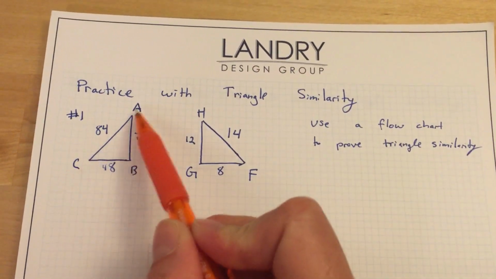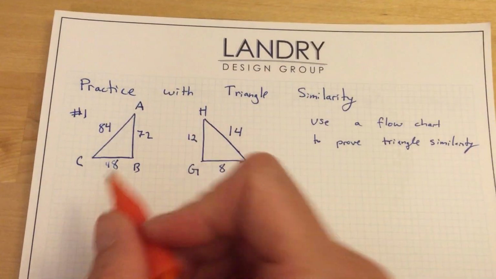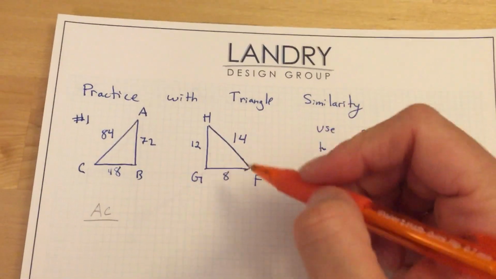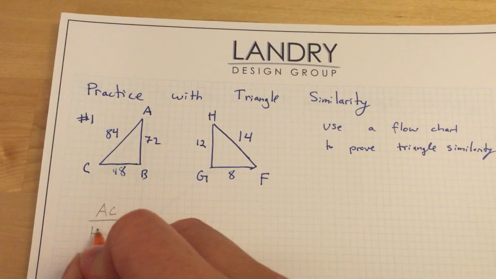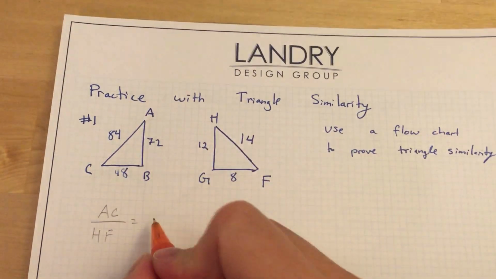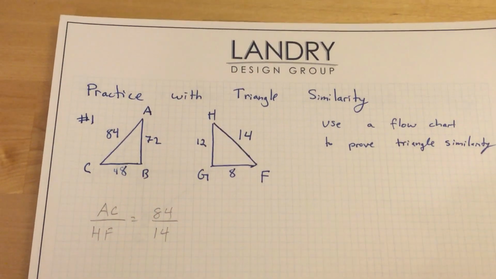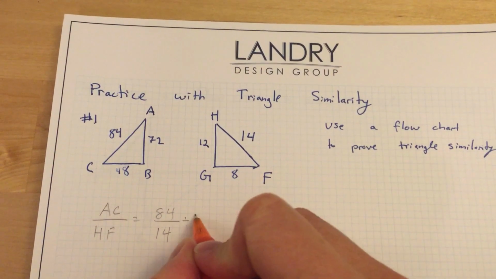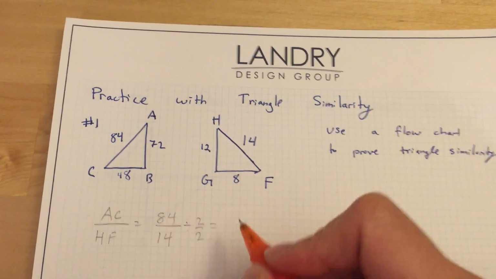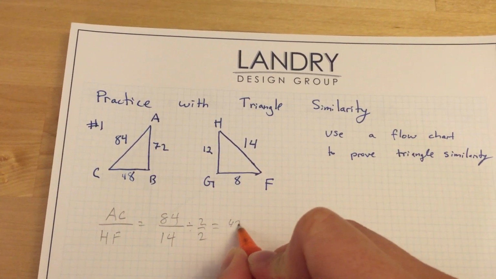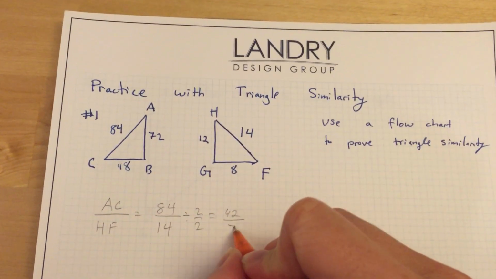All right, so I want to find the ratio. I'm going to go ahead and do my A over C, and it looks like A over C is going to match up with H over F. So what is A over C? A over C is 84. H over F is 14. Well, I do know that 2 goes into both 84 and 14 right away. So 2 goes into 84, I believe 42 times. Think about that. Yes, it does. Great. And 2 goes into 14 7 times.